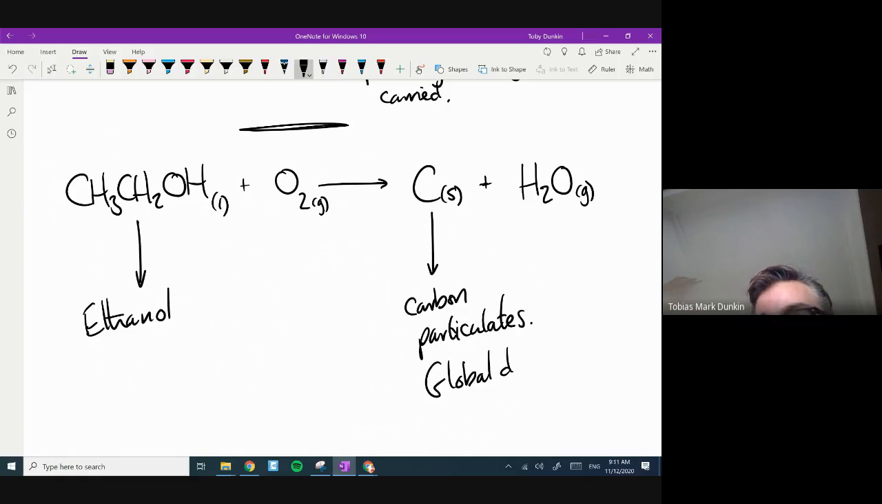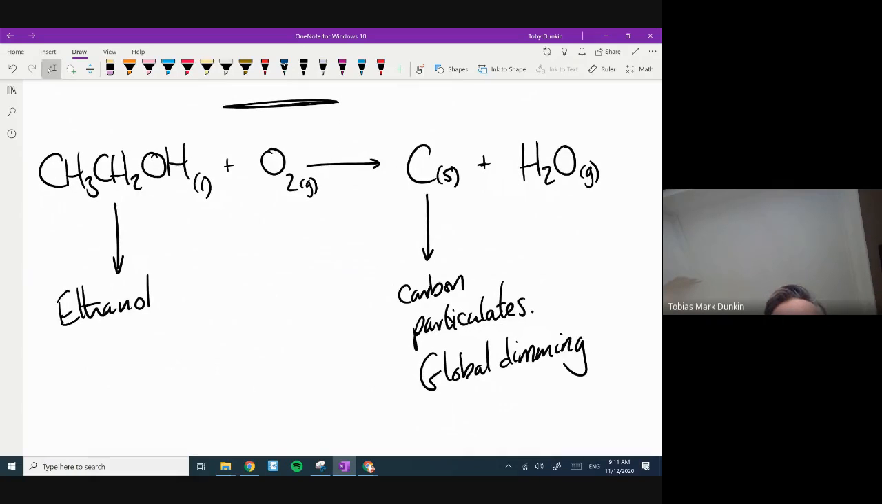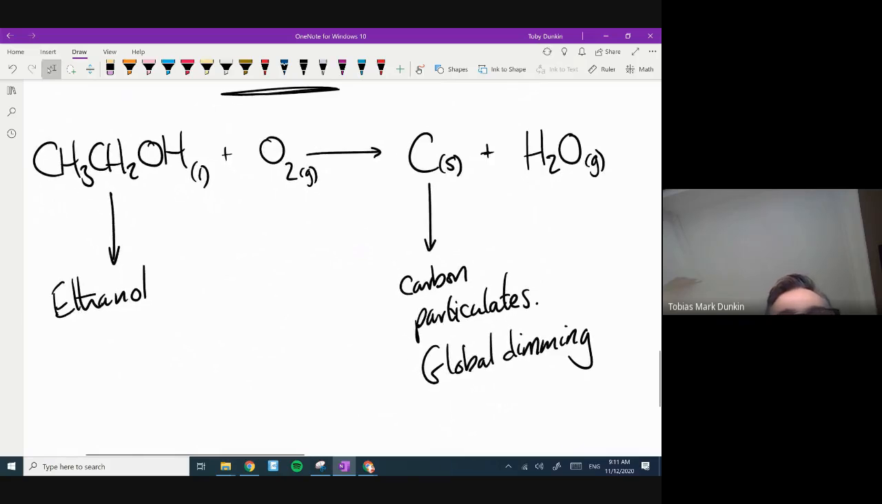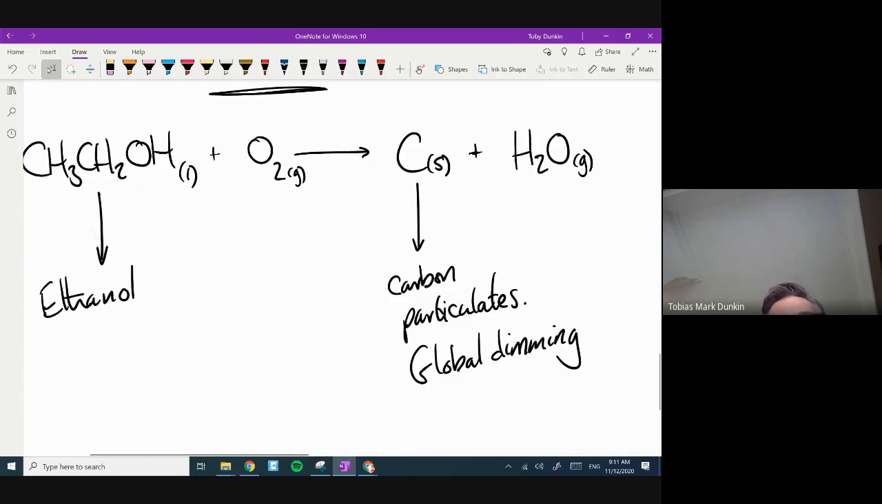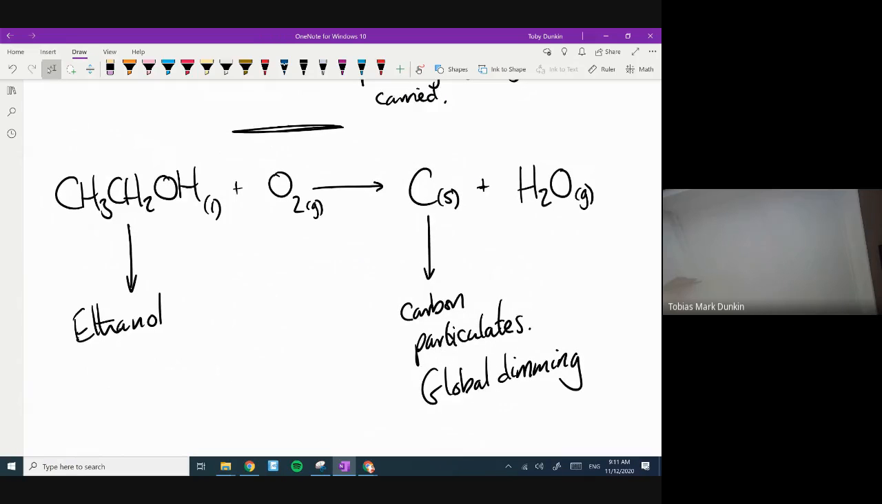Global dimming. Isn't it awesome how all of chemistry starts to come together? By the time you get to the end of GCSE, guys, you're just going to realize how much all of this ties together. So we're going to take ethanol as a liquid fuel. We're going to burn it to make solid carbon and make water as a gas. Let's balance it.